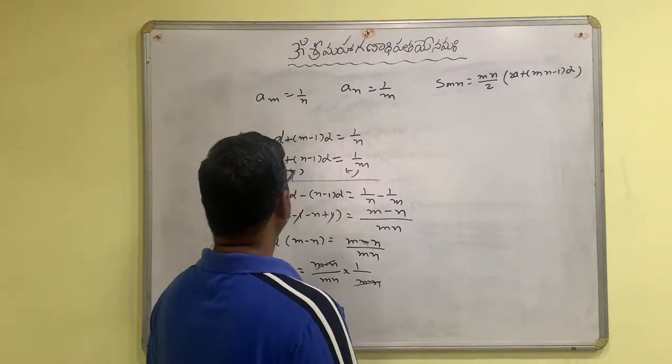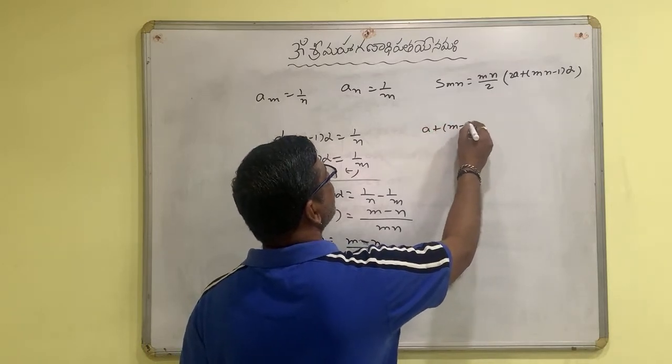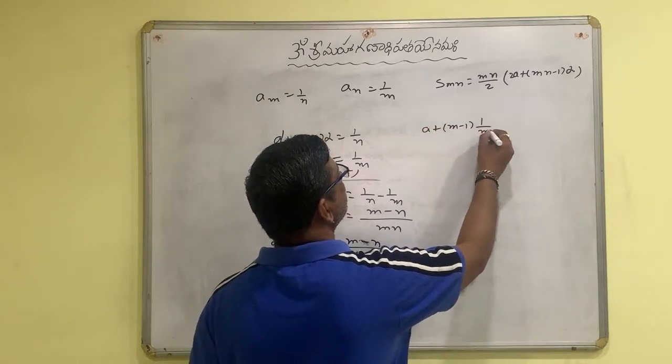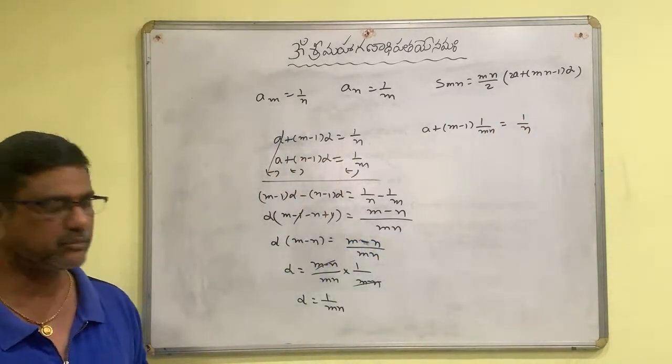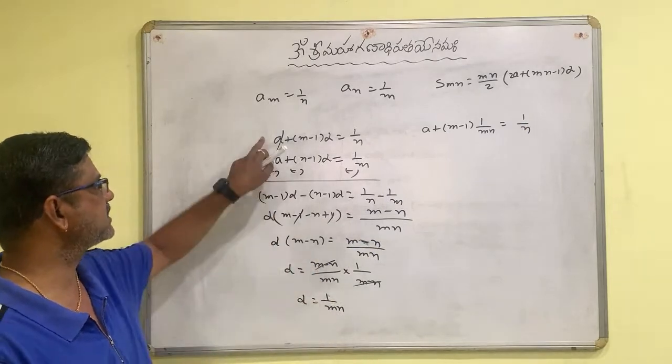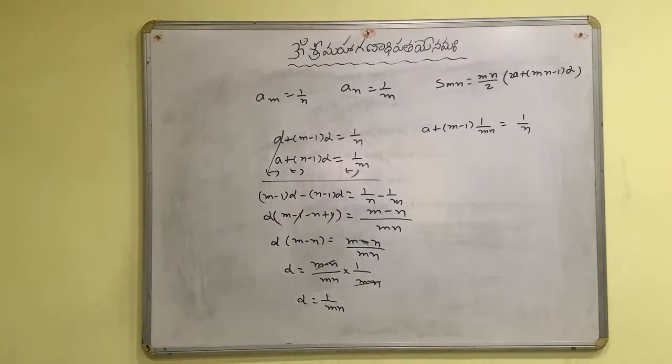Now children, find out a. A plus m minus 1 into d, which is 1 by mn, is equal to 1 by n. I am substituting this d value in the first equation. So d is 1 by mn. I inserted 1 by mn in the place of d. Find out a value, children.